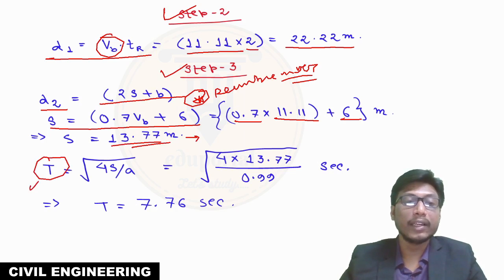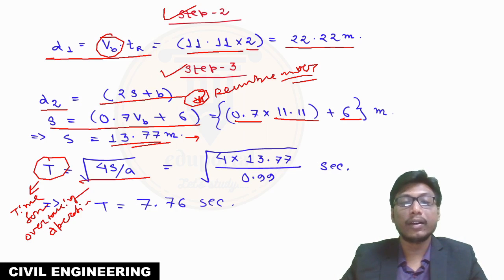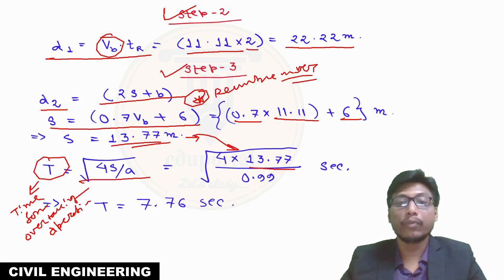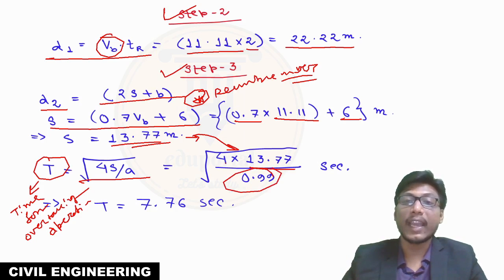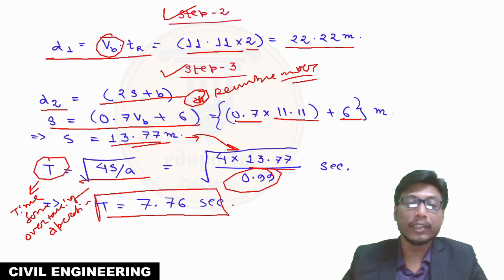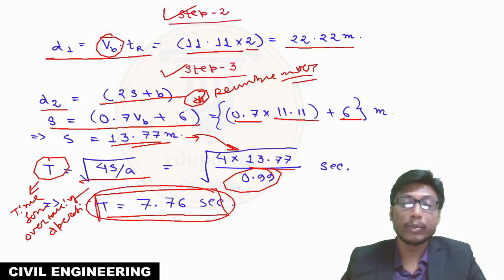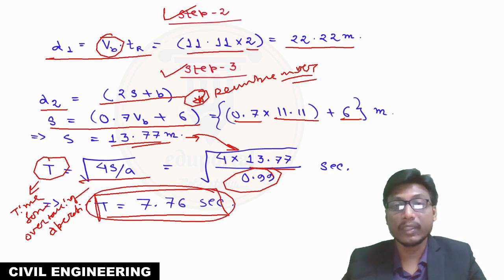Now T is the time for the overtaking operation to complete. It is given as the square root of 4S by A, where S is 13.77 that we know from here, and A is the acceleration, 0.99 meter per second square. If we put these values, we get T, the duration of the overtaking operation, as 7.76 seconds.